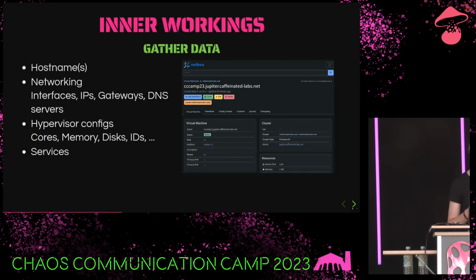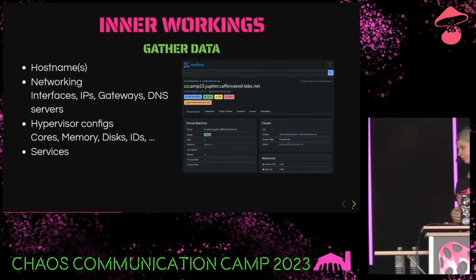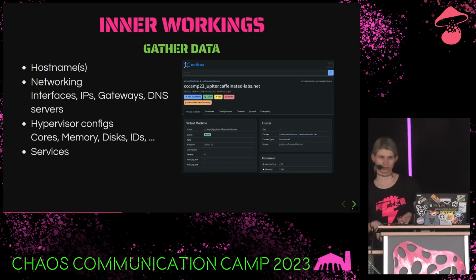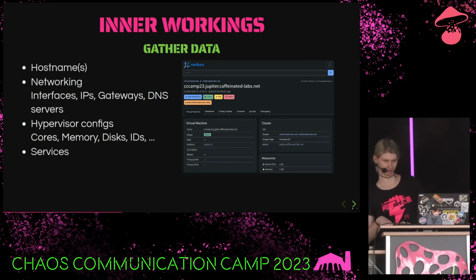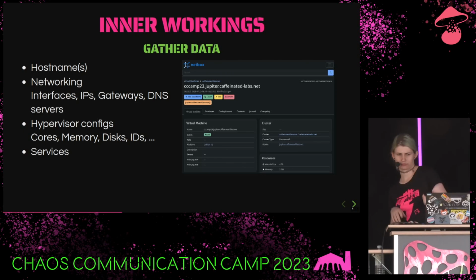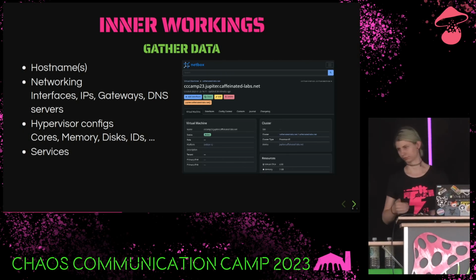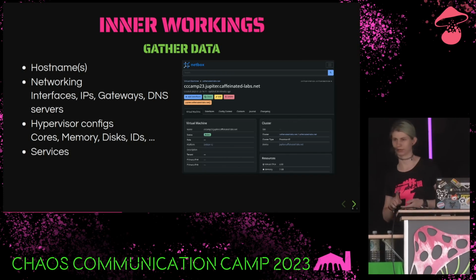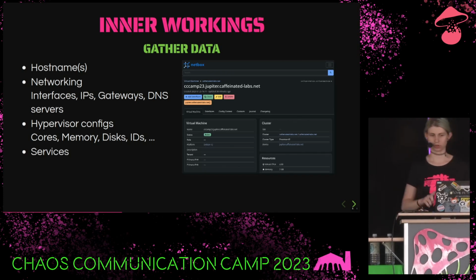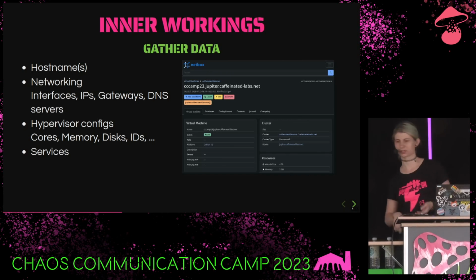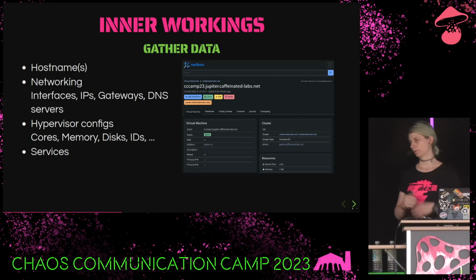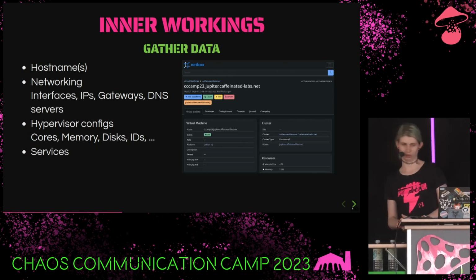And in your source of truth, you usually store things like your host name, network interfaces, IP addresses, gateways, DNS servers, your hypervisor config like memory, or if you get your machine from some provider like AWS or Hetzner or something, you need to know how many cores you need, how much memory, and such things. And you also want to know which services you want to install.